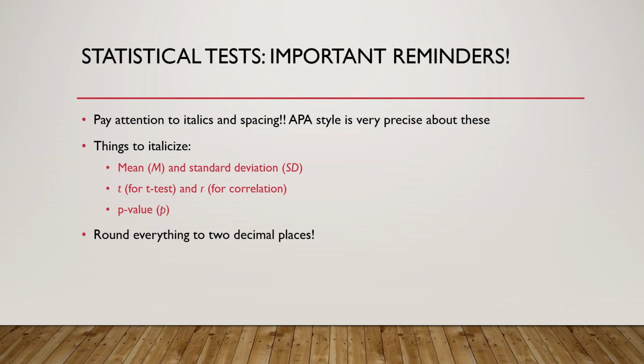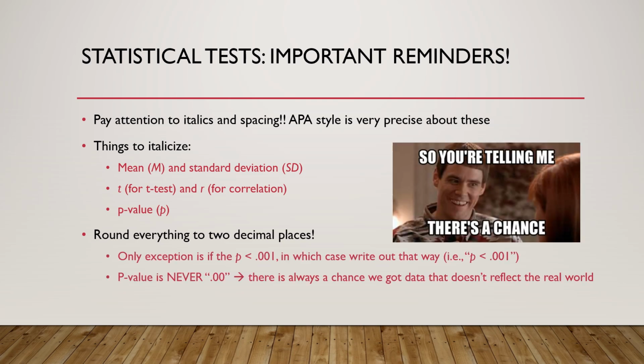You also need to round everything to 2 decimal places. I know that SPSS often gives you 3 decimal places, so you need to round it correctly. The only exception, as you maybe saw in a slide just before, is if you have p less than 0.001, in which case you write out just p is less than 0.001. This is because your p-value can never be 0, and we never want to suggest it. If you rounded 0.001, you would get 0.00. We can't do that because p is never equal to 0.00.